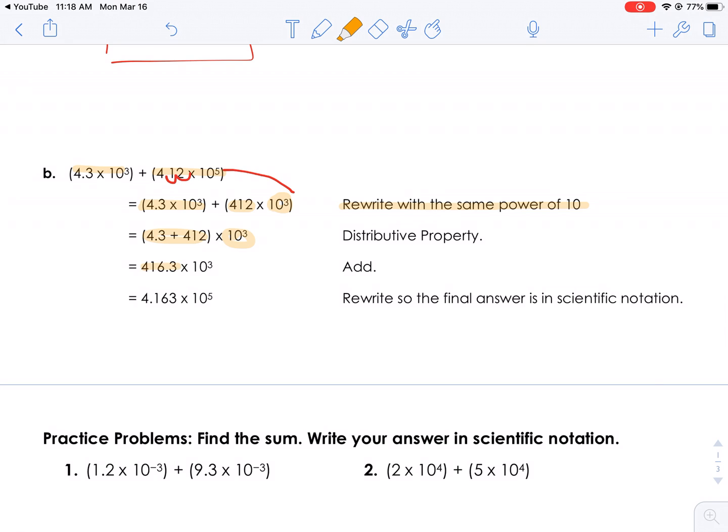Okay, this gives us 416.3, which again is not in scientific notation, so we need to make our number smaller by 2, and then make our exponent bigger by 2, giving us that final answer of 4.163 times 10 to the fifth.